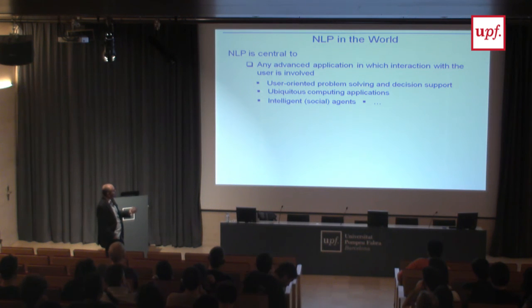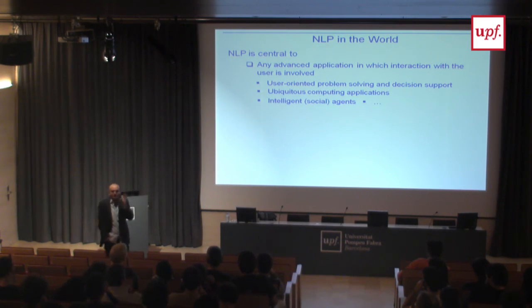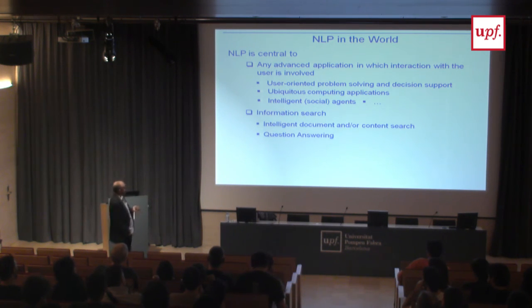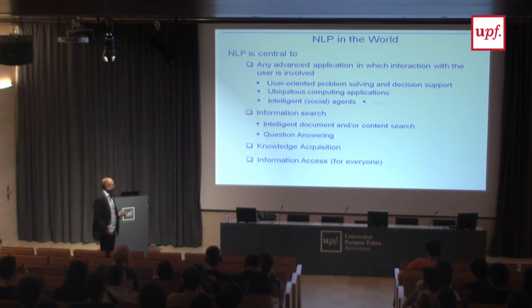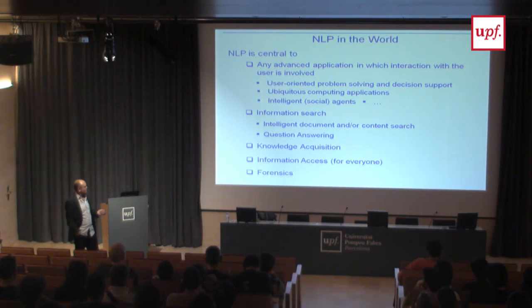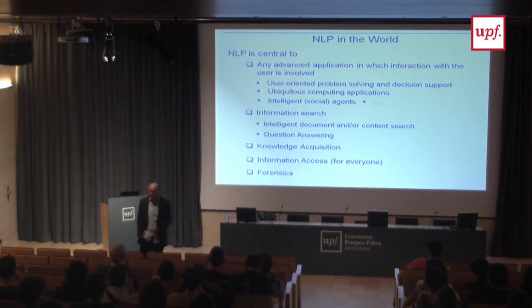You look at computing applications, I see a lot of potential, for example in what Rafa is doing, Rafa Post, for natural language, intelligent social agents, of course information search, even if Ricardo wouldn't admit it. I think that natural language is a huge asset for information search, and especially question answering, knowledge acquisition, information access, et cetera, forensic, whatever, you name it, we can discuss how we can put natural language into it.